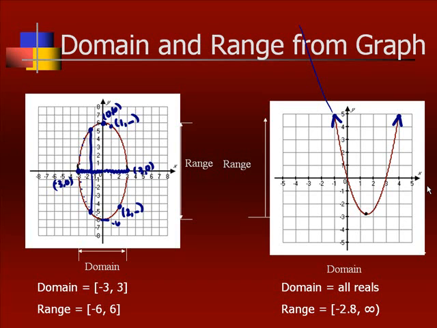Now the range, remember these are the y values. Your lowest y value is right here, which would be about -2.8. And all of the y values above that are included, so we would say that the range would be from -2.8 to infinity.